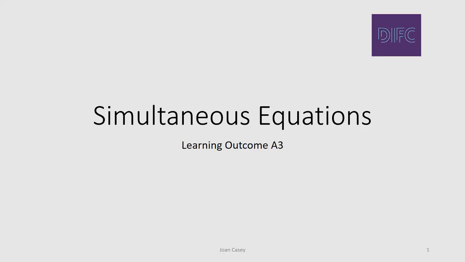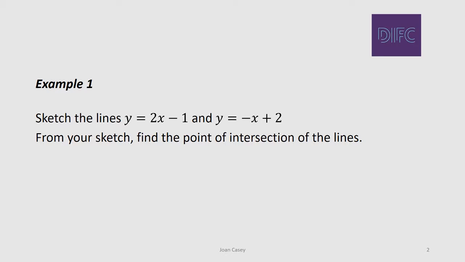Okay, in this video we're going to look at solving simultaneous equations. That's learning outcome 8.3 from the NCUK syllabus. So the first example we look at is simply solving by sketch. If we sketch the lines y equals 2x minus 1 and y equals minus x plus 2, from where those two lines intersect, we should be able to read the point of intersection. That is, finding the one point that is common to both lines, where those two lines meet.